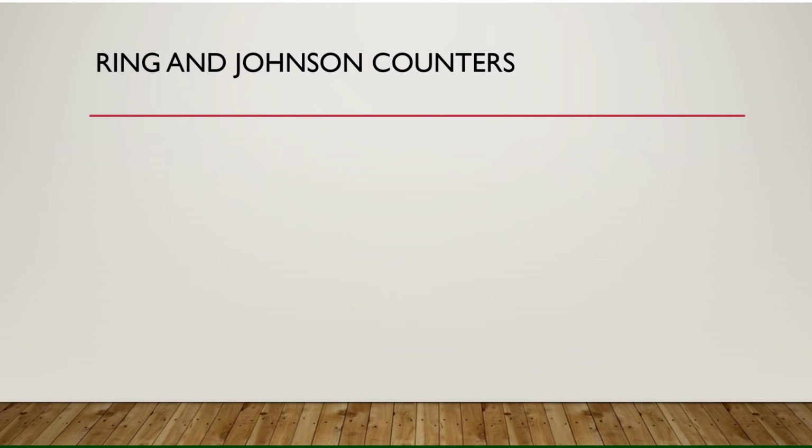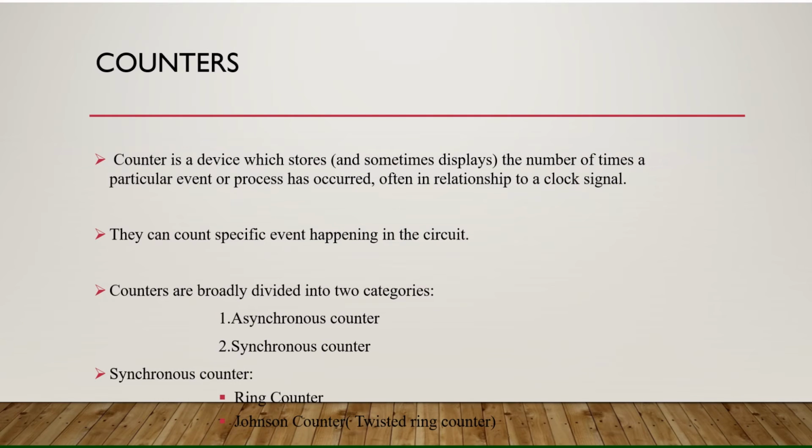Next we are going to see Ring and Johnson counters. A counter is a device which stores the number of times a particular event or process has occurred, often in relationship to a clock signal. They can count specific events happening in the circuit. Counters are broadly divided into two categories: asynchronous counters and synchronous counters. Synchronous counters have two types: ring counter and Johnson counter. Johnson counters are nothing but twisted ring counters.